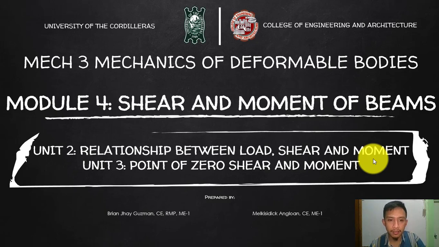Okay. So in this Unit 2, that is what we will be discussing, the relationship of the load, shear, and moment, and that will determine the connection or the flow of your diagram. And in relation to that, we will be discussing the point of zero shear and zero moment also. What is the importance, or the meaning, of zero shear and zero moment in our shear and moment diagram?